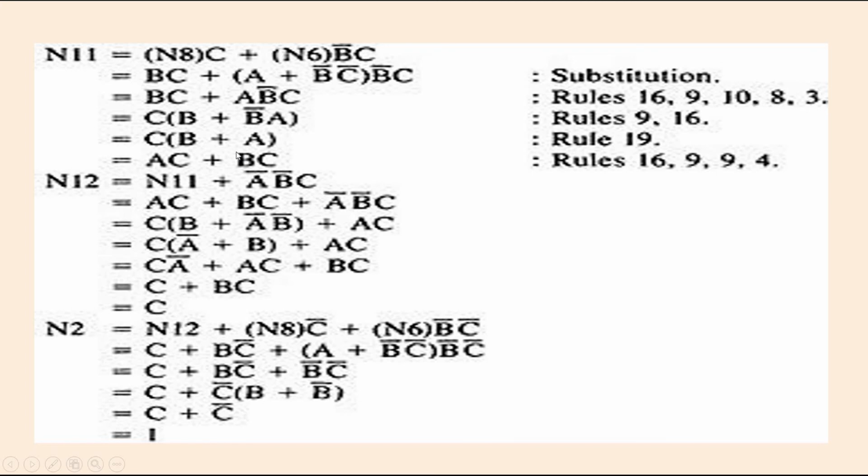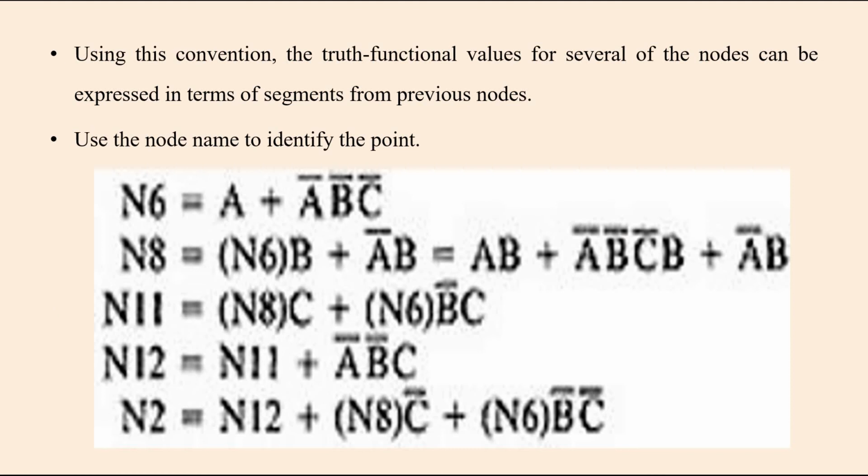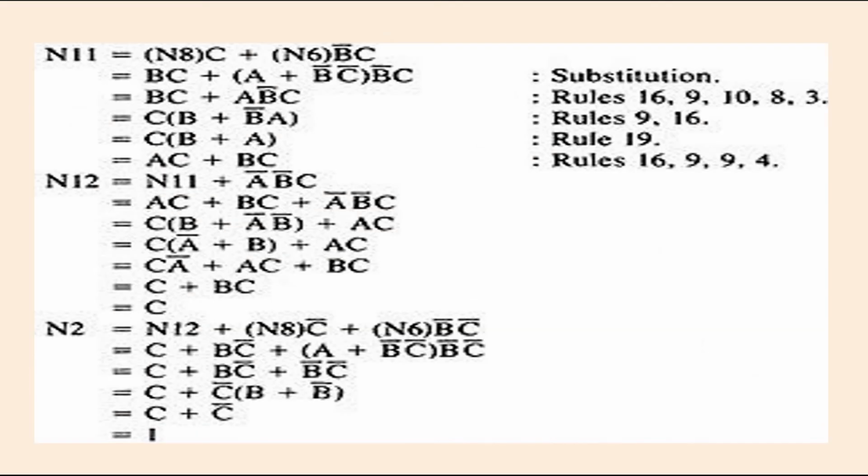In the previous one we have seen n11 plus a bar into b bar into c, so that is n12. So what is n11? n11 is ac plus bc plus a bar into b bar into c.